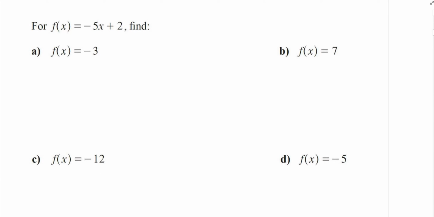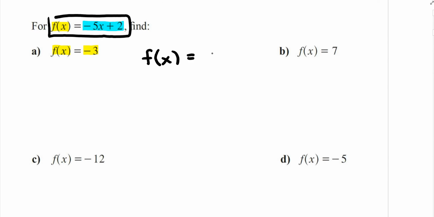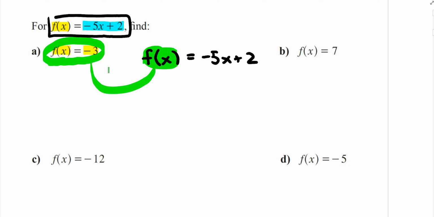All right, so for question number 4, I'm given that f of x equals negative 5x plus 2. Now I'm doing a kind of backwards operation, where the question gives me that f of x equals negative 3. So if I rewrite the original statement, f of x equals negative 5x plus 2. Now you have to understand what this is saying here. It's saying that f of x equals negative 3. So this f of x is equal to negative 3.